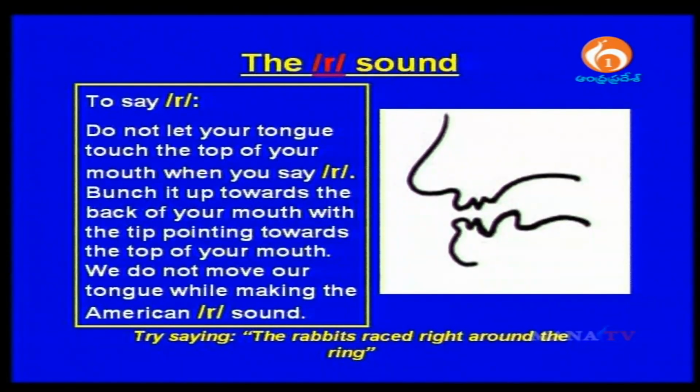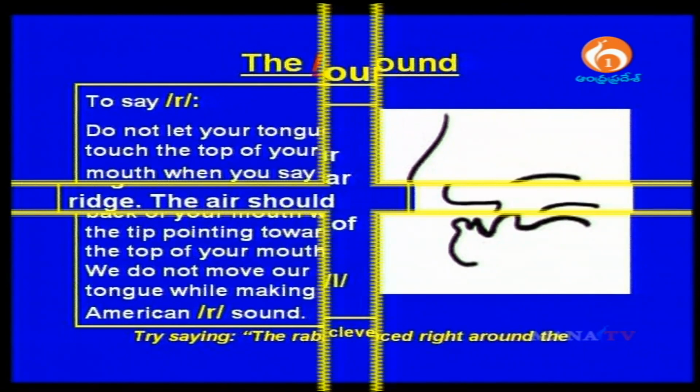Well, we do not really move our tongue while we're talking about an American sound, that is, it just rolls, that's it. The rabbits race right around the ring. We can say it that way, or rabbits raced right around the ring.